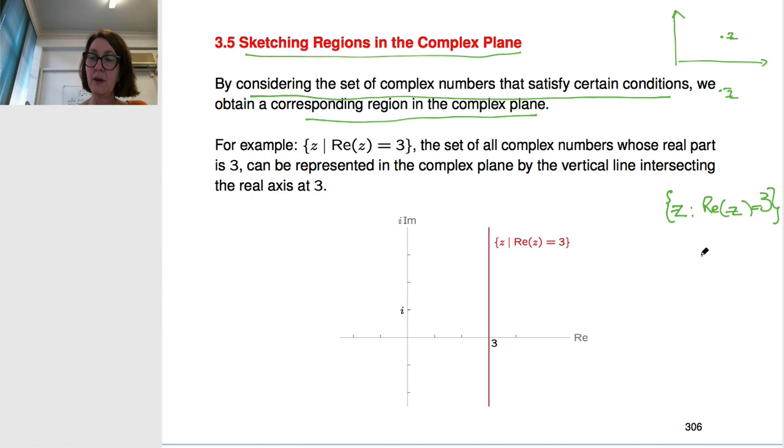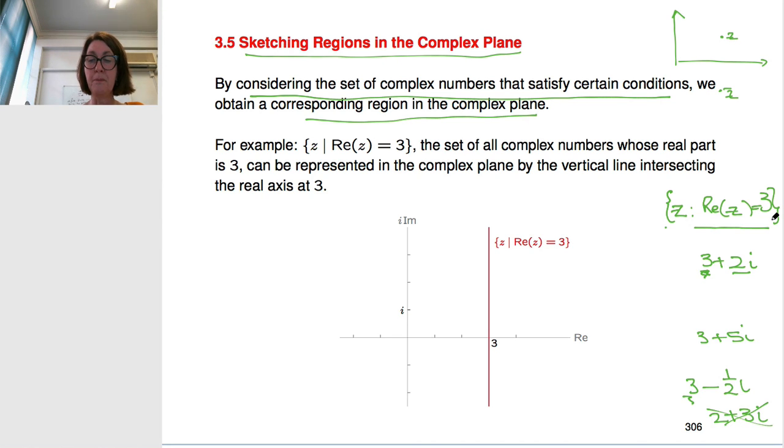Well, 3 plus 2i is in that set because it's a complex number that has real part equal to 3. We don't care what the imaginary part is as long as the real part is equal to 3. 3 plus 5i is in that set because its real part is equal to 3. 3 minus a half i is in the set, again because the real part is equal to 3. But 2 plus 3i is not in the set because the real part is not equal to 3. So this set contains all complex numbers whose real part is equal to 3.